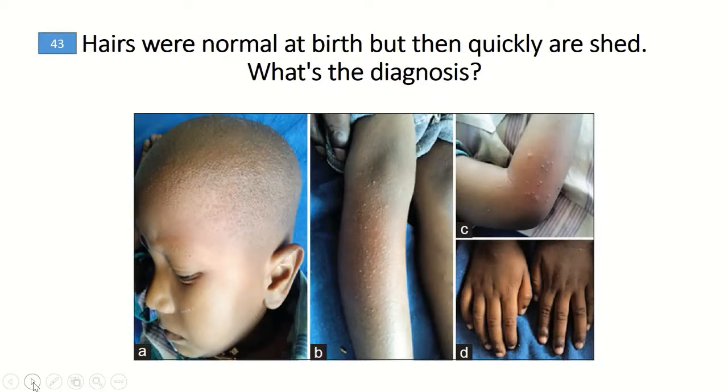Question 43. Hairs were normal at birth, but then quickly are shed. What's the diagnosis? The figure displays alopecia with generalized papulosis. History demonstrates normal hairs at birth, then are shed. The two findings are in favor of the diagnosis of atrichia with papules.